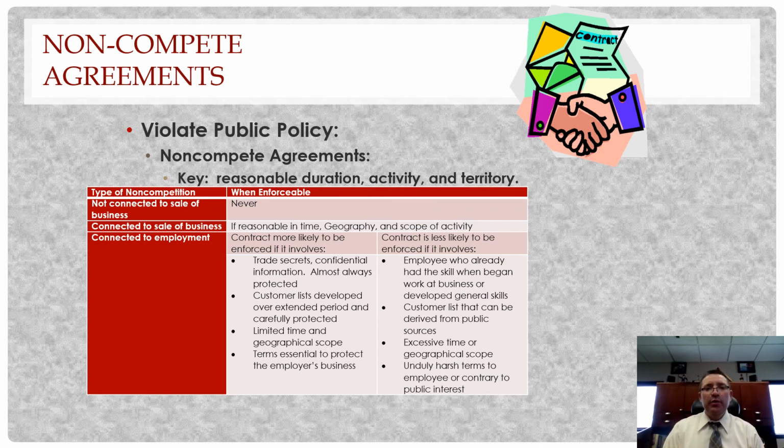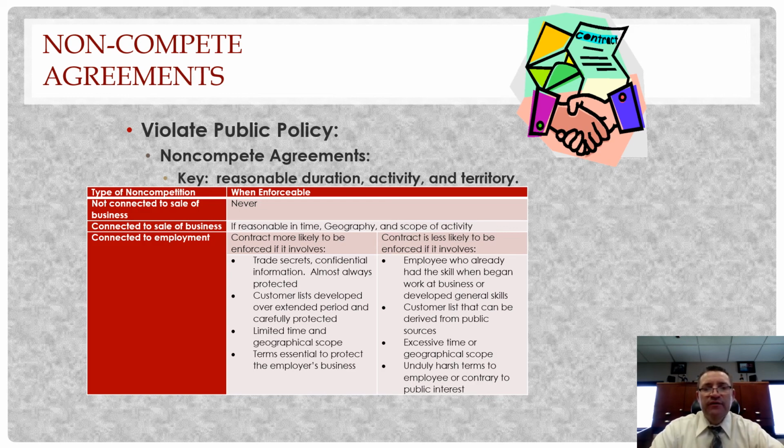All right, wanted to put this in. You guys know me. When I do tables or visual stuff, it's very helpful to me. So I put this in there for you all to use for studying for the tests. Again, the contract is more likely to be enforced if it involves trade secrets, confidential information, those types of things, so long as the duration and the geography are not too unreasonable, then the courts are going to uphold those.